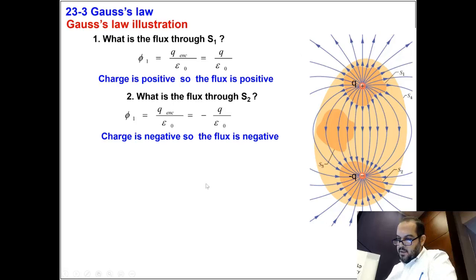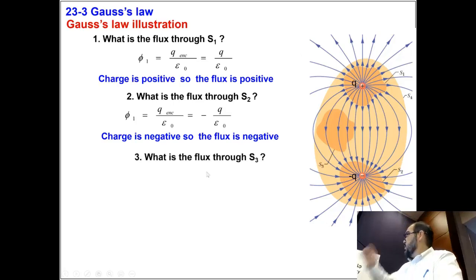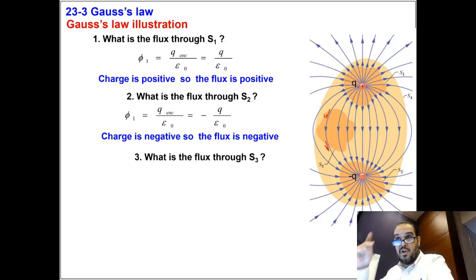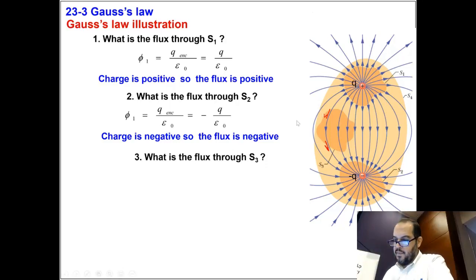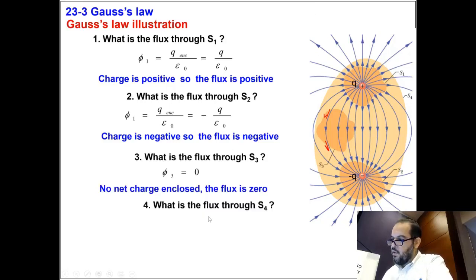How about, what is the flux through S3? You can see S3, 0. Immediately, you say S3 does not have a net charge enclosed inside it, so the flux through it is going to be 0. Notice in this case, it's not a uniform electric field. The electric field is actually changing direction. You can see the direction of the electric field here is like this, and here it's like this. So this is not a uniform electric field, yet the flux is 0 because there is no charge enclosed in this surface.